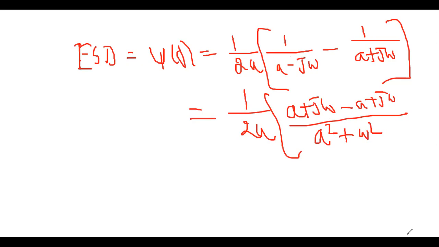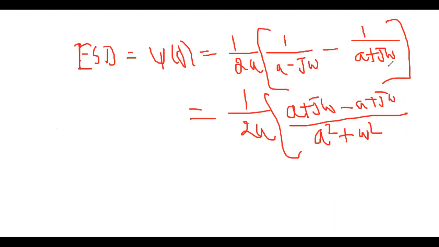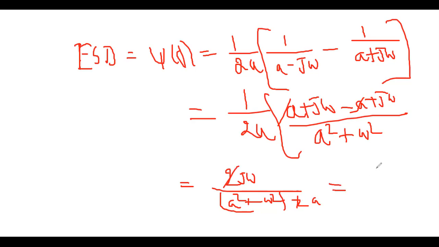The first integral gives 1 by (a minus j omega), and for the second integral we apply the infinite limit, which gives 0, minus 1 by (a plus j omega). So 1 by (a minus j omega) minus 1 by (a plus j omega) is (a plus j omega minus a) and the a terms cancel, giving 2 j omega by (a square plus omega square), multiplied by 1 by 2a, and the 2 cancels. The energy spectral density is j omega by (a square plus omega square). Got it, my dear students? This is one example to find the energy spectral density and the autocorrelation function.